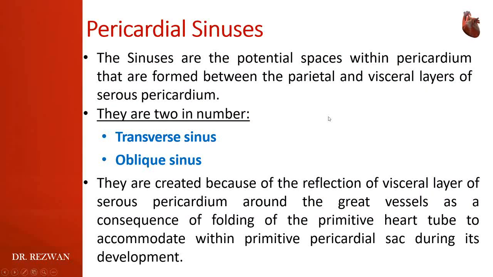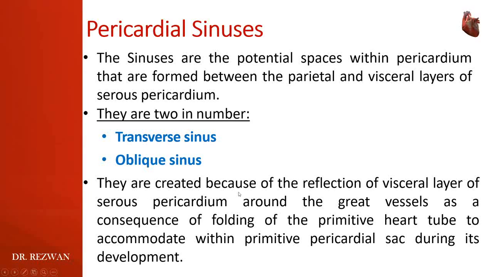Now, a very important topic is the pericardial sinuses. What are these pericardial sinuses? The sinuses are the potential spaces within the pericardium that are formed between the parietal and the visceral layer of the serous pericardium. So the sinuses have to be present in between the parietal and the visceral layer. There are two types of pericardial sinuses. One is the transverse sinus, another one is the oblique sinus.